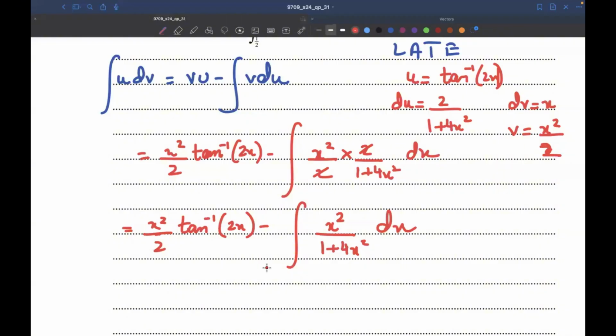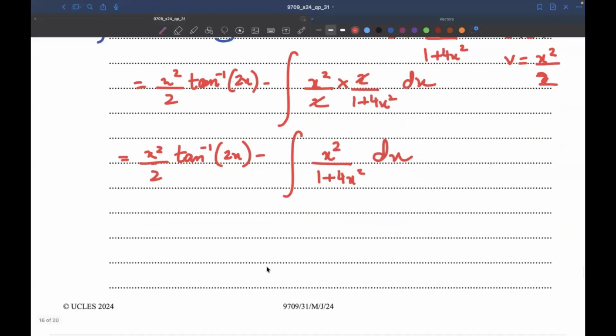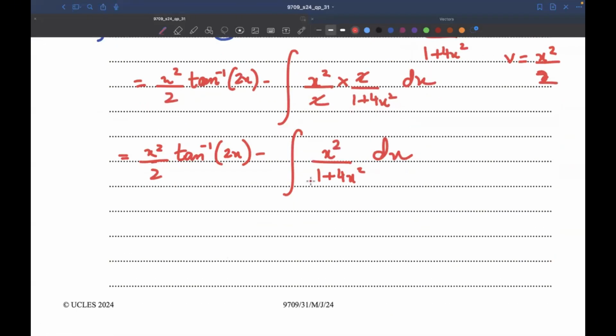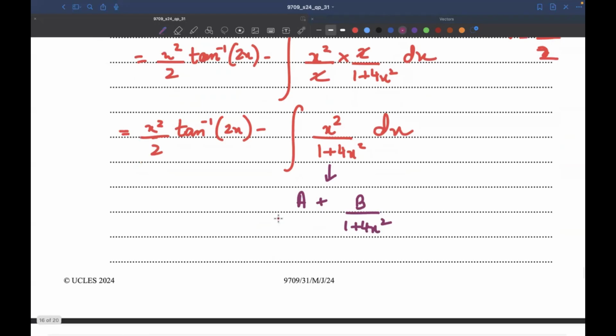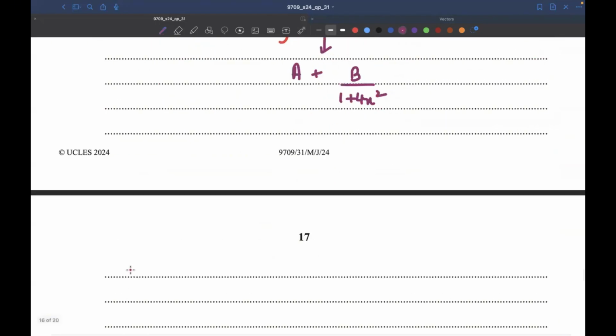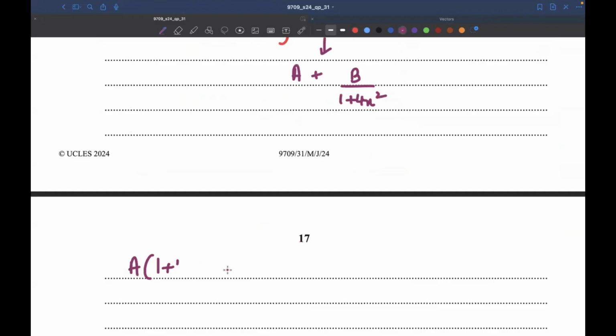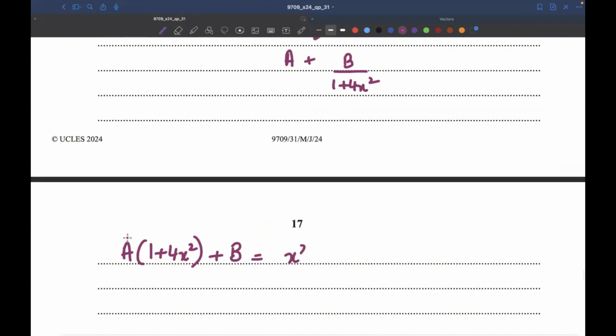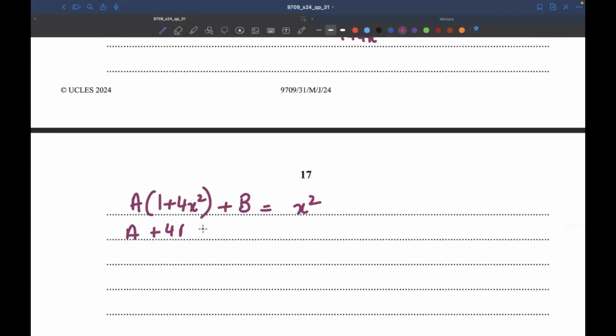Now to integrate x squared upon 1 plus 4x squared, we'll have to apply partial fractions over here. So we can write this expression as a plus b upon 1 plus 4x squared. Now finding the values of a and b first. So a will multiply by 1 plus 4x squared plus b is equal to, in the numerator we have x squared. So now comparing, we'll get a plus 4ax squared plus b is equal to x squared. So 4a, which is the coefficient of x squared, is equal to 1. So a is equal to 1 by 4.